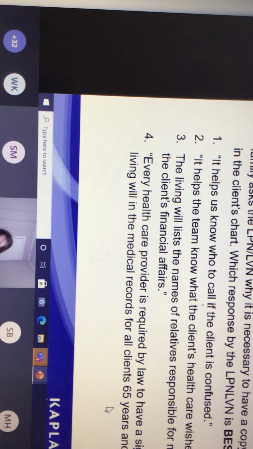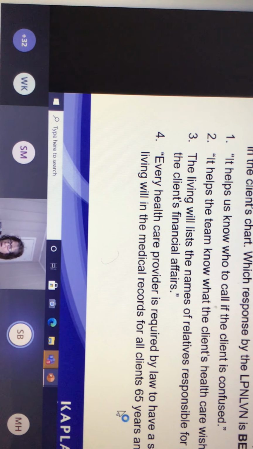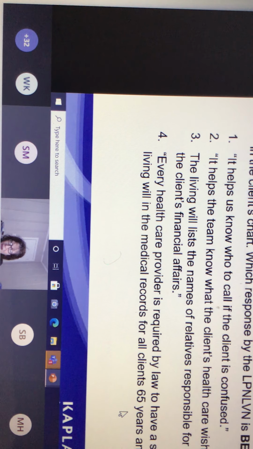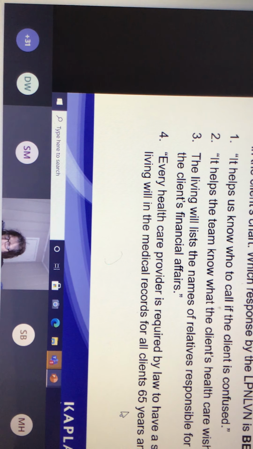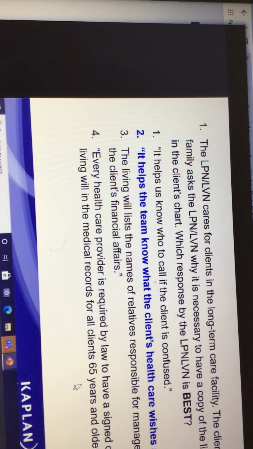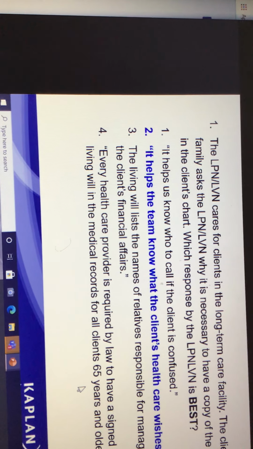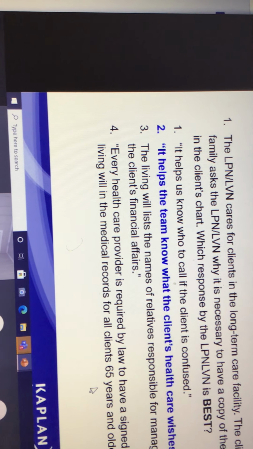Is everybody 65 and older required by law? What about a 20-year-old who's dying of cancer? Is the last one correct, or can we get rid of it? Get rid of it. There's no law that makes anybody 65 and older do this. And besides that, what about if you're younger and you're dying of cancer? So yes, number 2 is the answer. Very good. All right, let's move on.